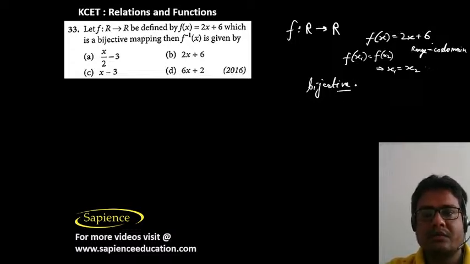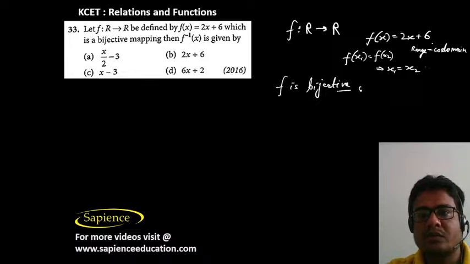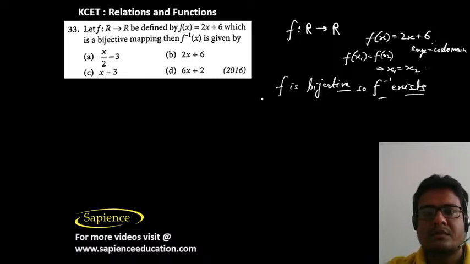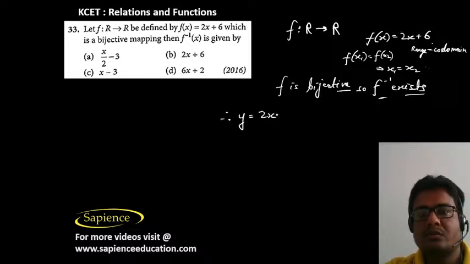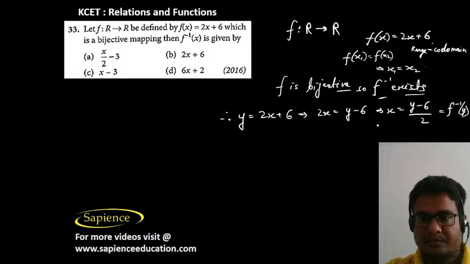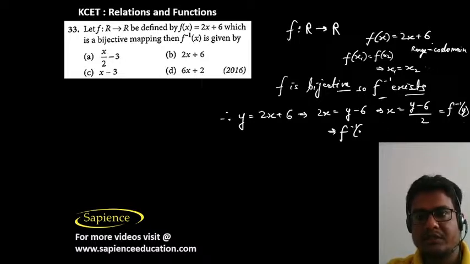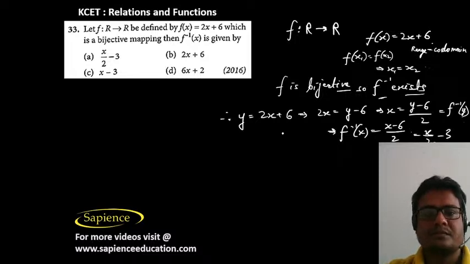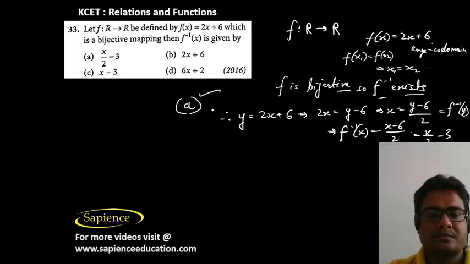So since f is bijective, I can say f inverse will exist. It means that f is an invertible function. So now we can take y equal to 2x plus 6. So I can say 2x will be equal to y minus 6, so x will be equal to (y minus 6) by 2, which is equal to f inverse y. So therefore f inverse x, simply we have to replace y with x, will be (x minus 6) by 2. That is equal to x by 2 minus 3. So option A is the correct answer.